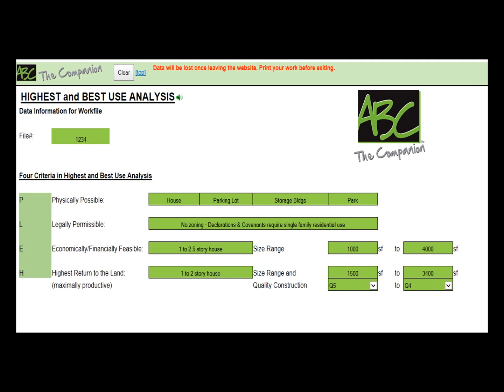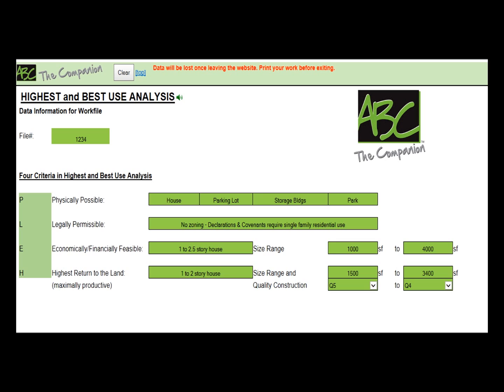And here's an example of one that we filled out for you. First, we talked about physically possible, what could be put there. And thinking about that 60 by 120 lot we mentioned, physically possible, we could put a house, a parking lot, storage buildings, or a little neighborhood park. And I'm sure you could probably come up with some other ideas of what could be physically possible. Then legally permissible. There is no zoning, let's say, and this is a residential development that did have some declarations and covenants that require a single-family residential use. So from that point, we can go to the next step of economically and financially feasible.